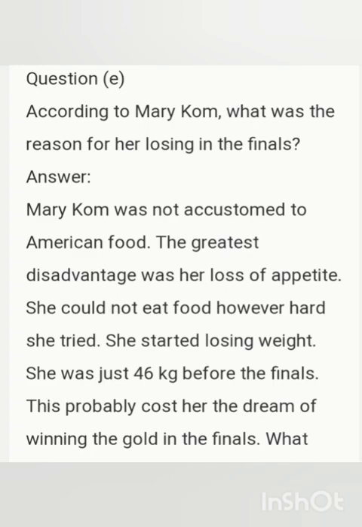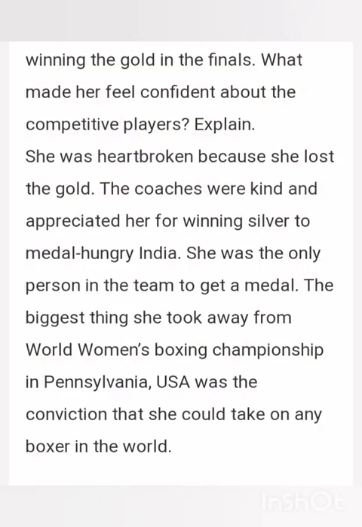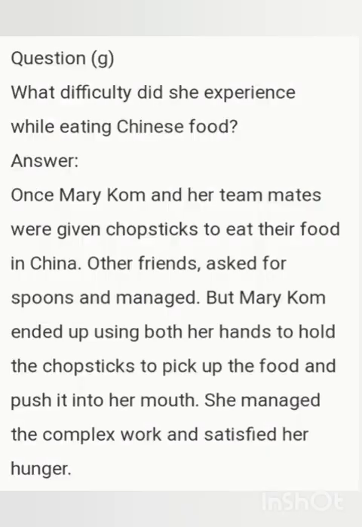The next one. What made her feel confident about the competitive players? Explain. She was heartbroken because she lost the gold. The coaches were kind and appreciated her for winning silver for medal-hungry India. She was the only person in the team to get a medal. The biggest thing she took away from the World Women's Boxing Championship in Pennsylvania, USA was the conviction that she could take on any boxer in the world.